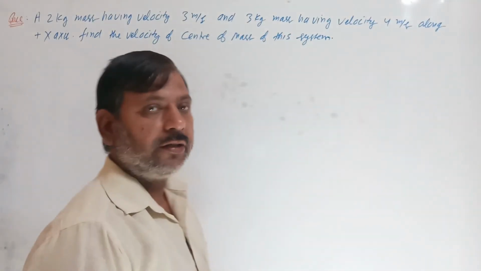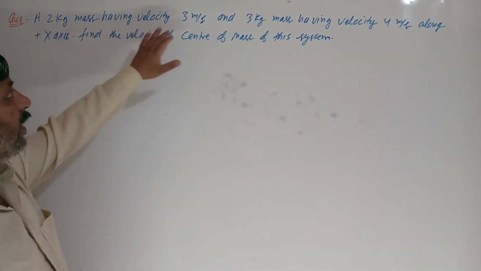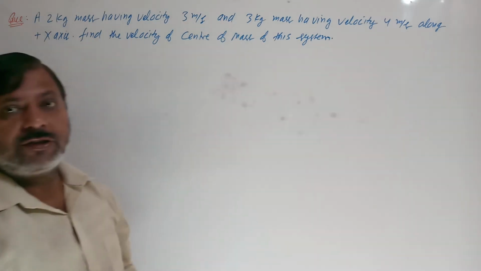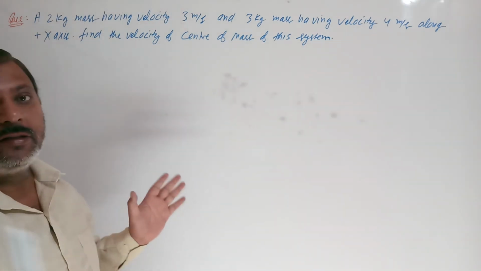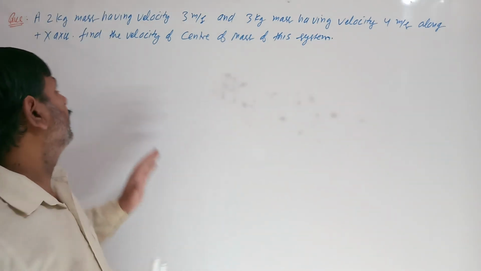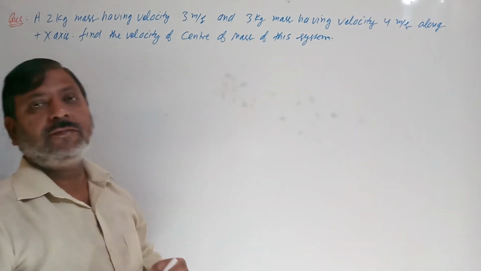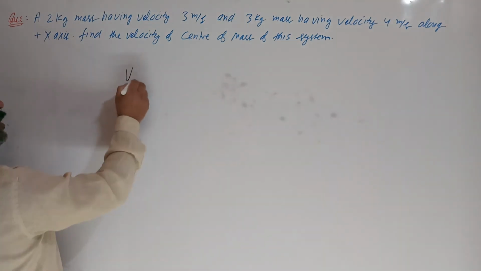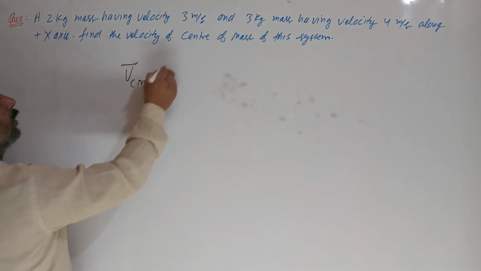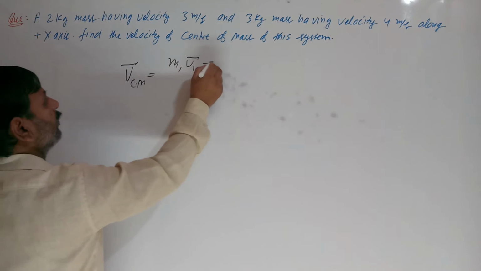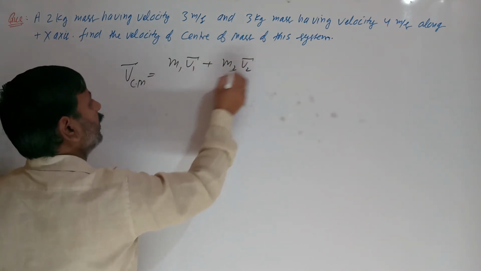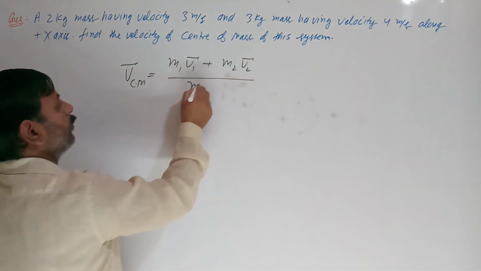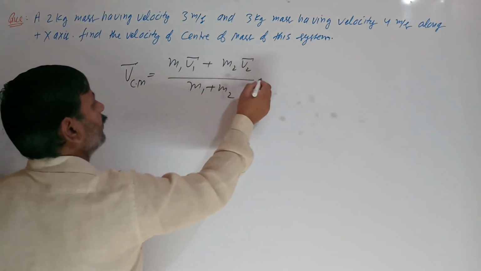We are going to take a 2 kg mass having velocity 3 meter per second and a 3 kg mass having velocity 4 meter per second. They have formed a system. Find the velocity of center of mass of this system. What we know? Velocity of center of mass is equal to m1 v1 plus m2 v2, only two masses, upon total mass m1 plus m2.